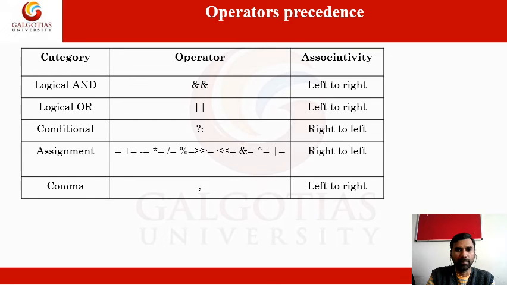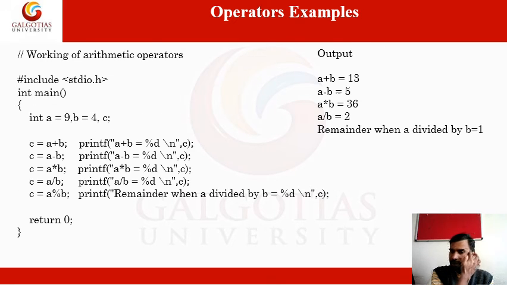Now we can understand the operators. So let us see examples of the operators. First one is arithmetic operations. How do we do the arithmetic operation? I take two values, a and b, and c.